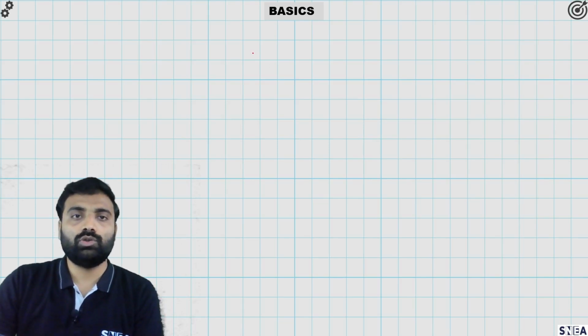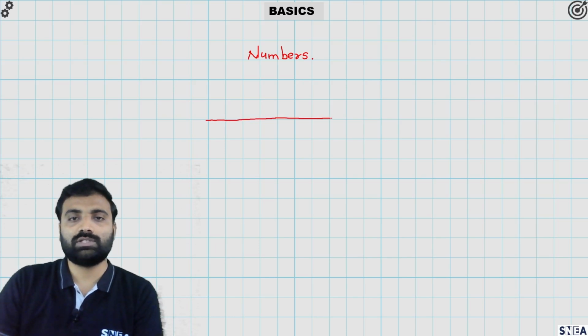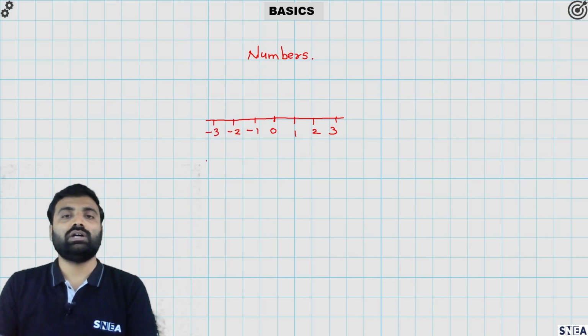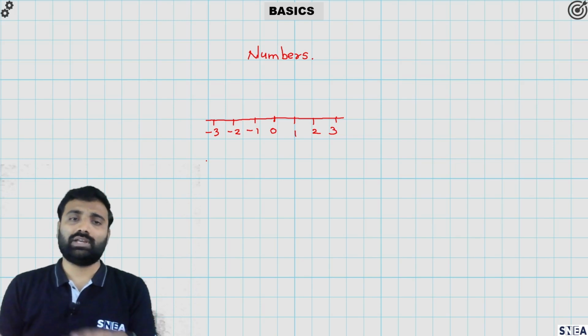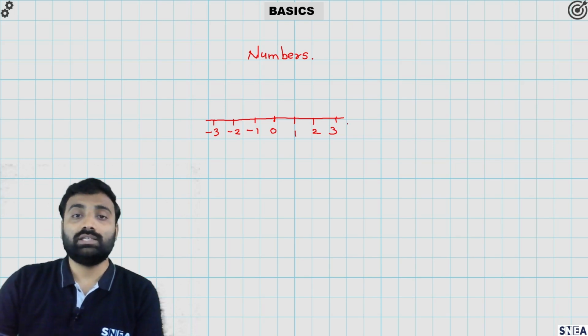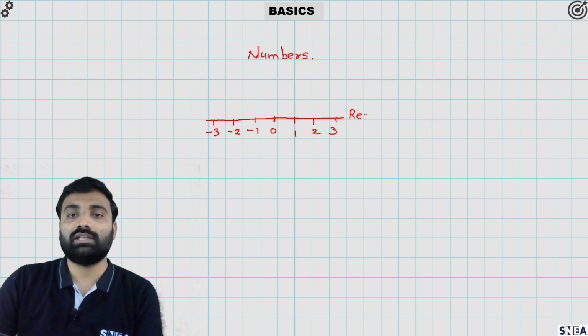Okay, so we all know numbers. For that we have the basic coordinate system. So for example, here will be 0, 1, 2, 3. Here -1, -2 and this is -3. So 0, 1, 2, 3, -1, -2, -3 all of these lie on the real axis. It lies on the real axis.